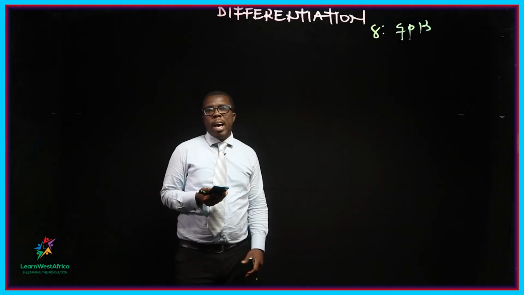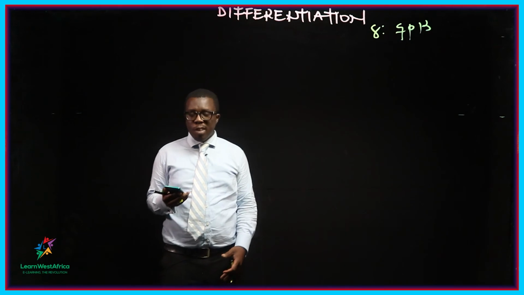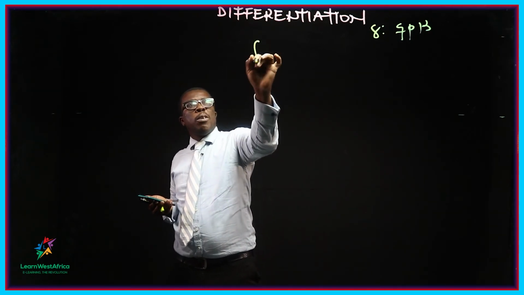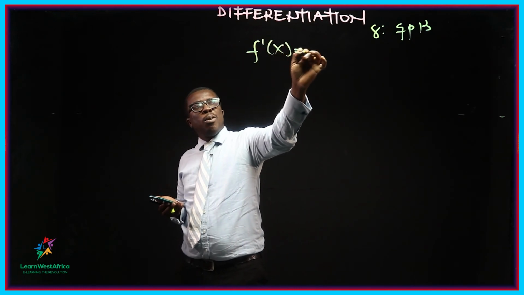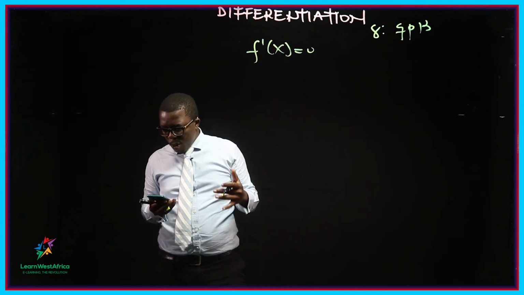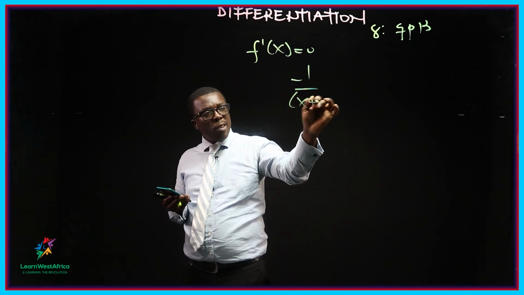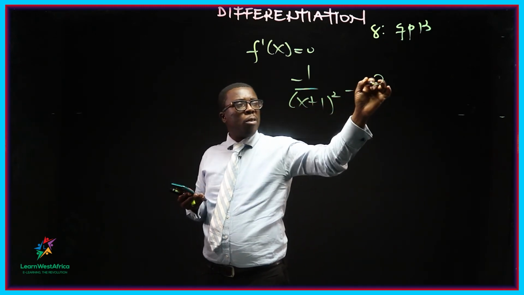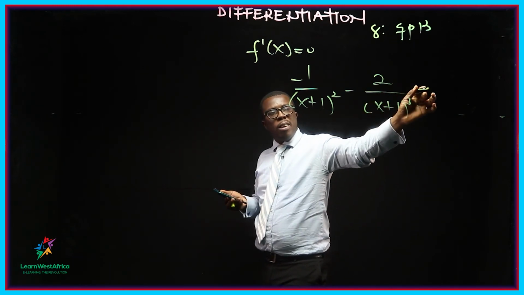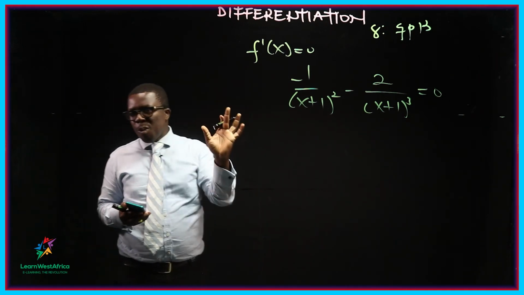Okay, so the III part, as we have been requested, is saying that we should find the coordinates of the stationary point. So we know that for the stationary point, your f prime of x should be equal to 0, or your first derivative should be equal to 0. So what did we get for the first derivative? If you remember, we had minus 1 over (x plus 1) all squared minus 2 all over (x plus 1) cubed, and we are saying that this is equal to 0. Just take a second look at it. So this is what we want to resolve, okay?